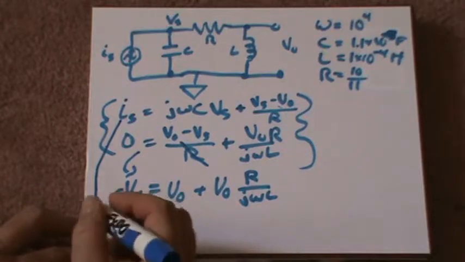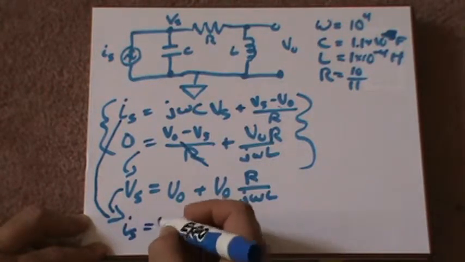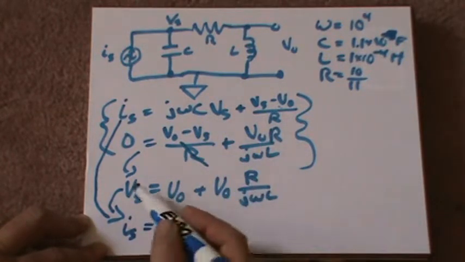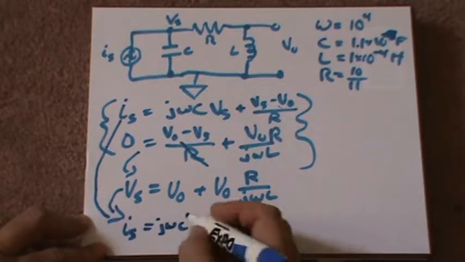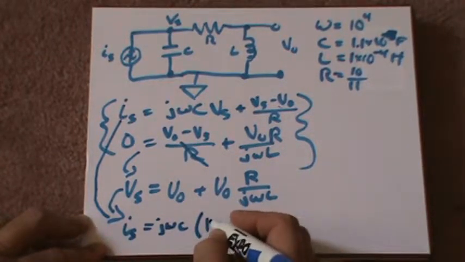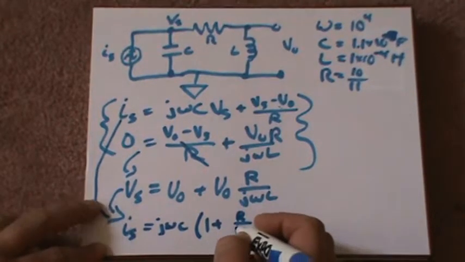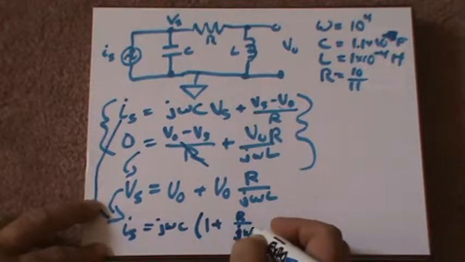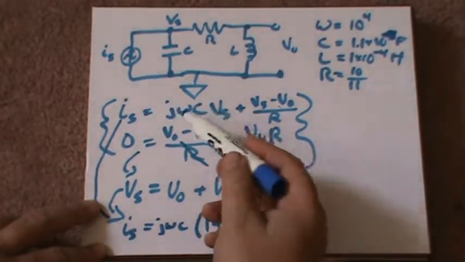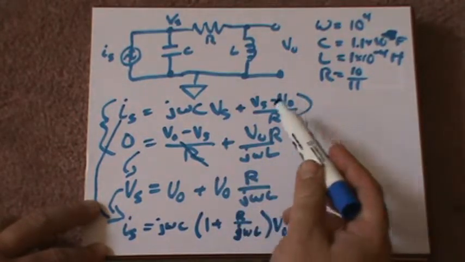So I get an IS, and then I still have this is equal to j omega C times Vs, but Vs is this. And now I'm going to actually pull it out, 1 plus R over j omega L times V0. That's the first term, substituting in for the Vs. And then now I do the second term.